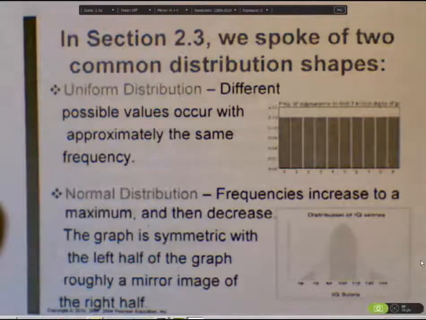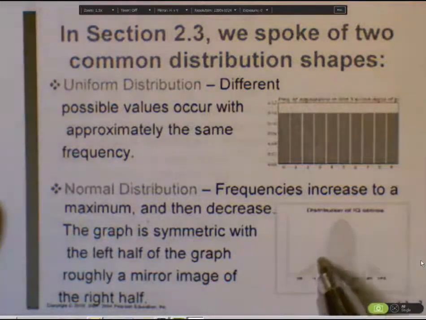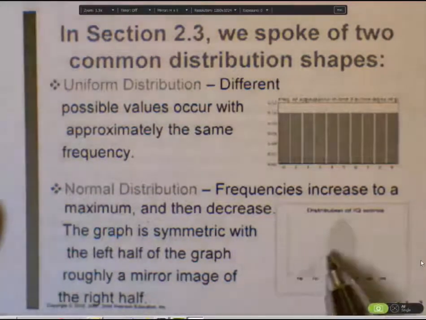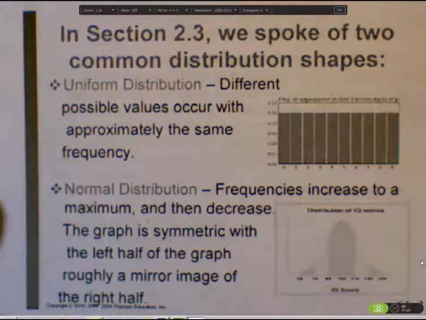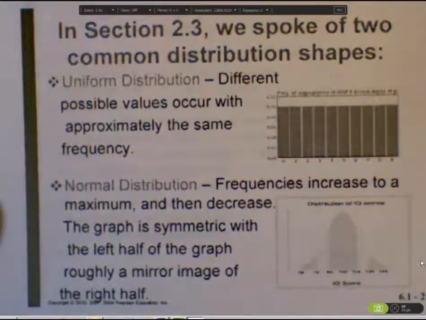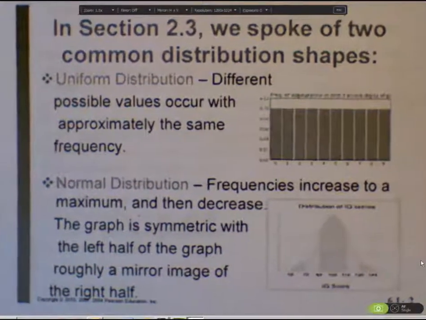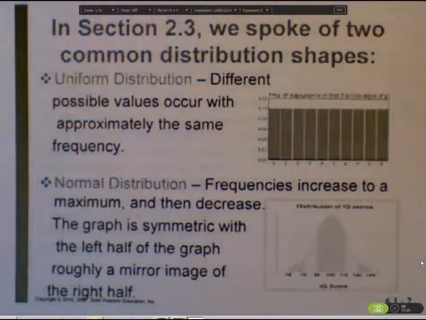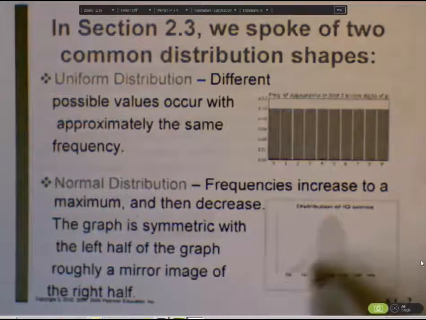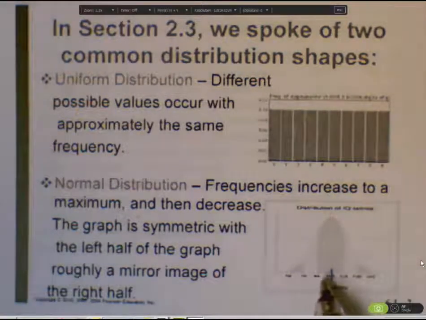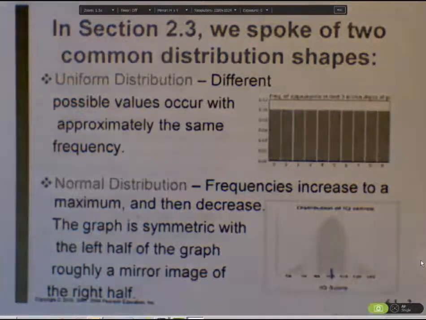We've also talked about a normal distribution, where frequencies increase to a maximum and then decrease at relatively the same rate at which they increased. The graph is symmetric with respect to the center of the graph. The left half of the graph is roughly a mirror image of the right half. An example of some scores that are normally distributed are IQ scores. The average of IQ scores is 100. It's right there in the middle, and the IQ scores are distributed about the same below the mean as they are above the mean.